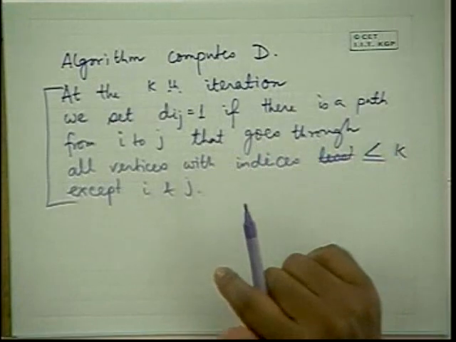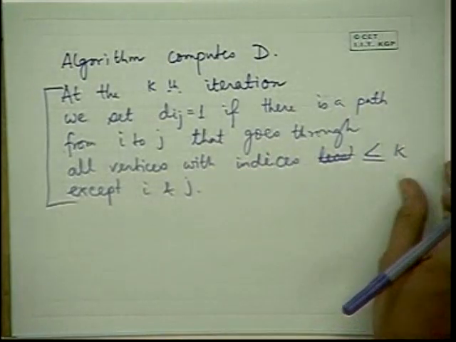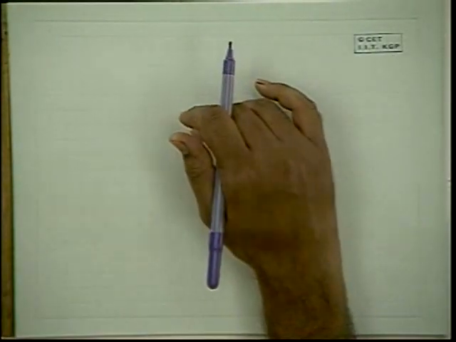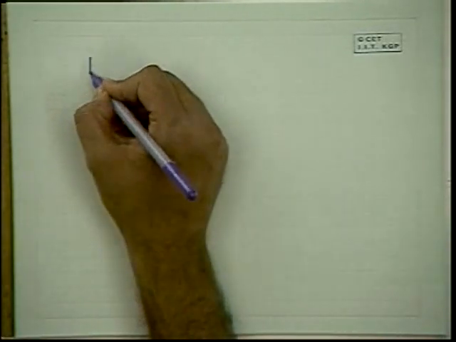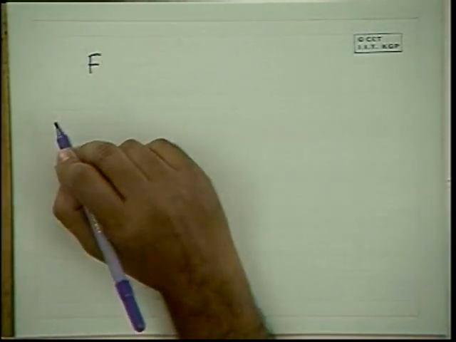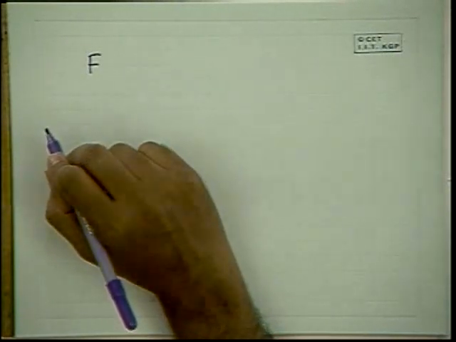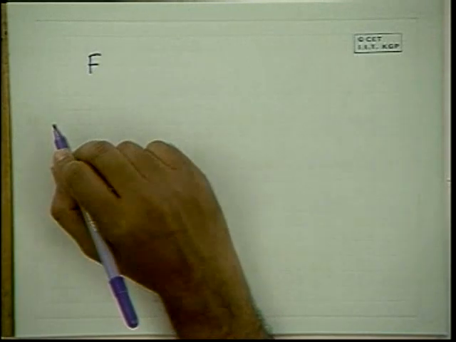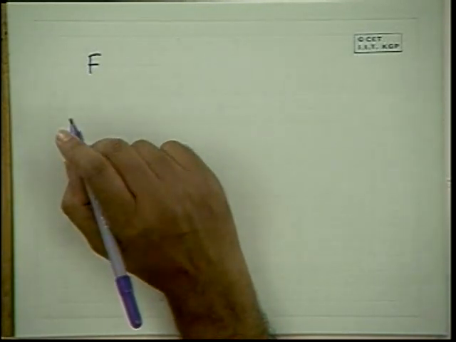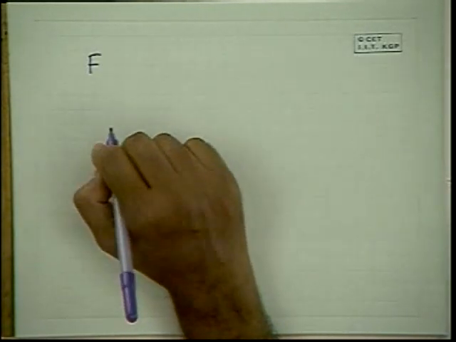So once you have understood this, then writing the algorithm is very simple. So let me write the algorithm now. It's only basically 3 loops, very short. I am assuming that we have already been given the adjacency matrix D, that is d_ij is equal to 1 if there exists an edge from i to j. I am assuming that.